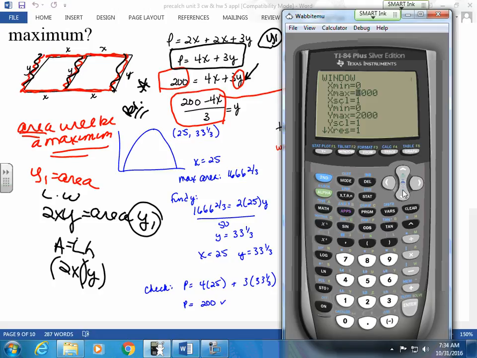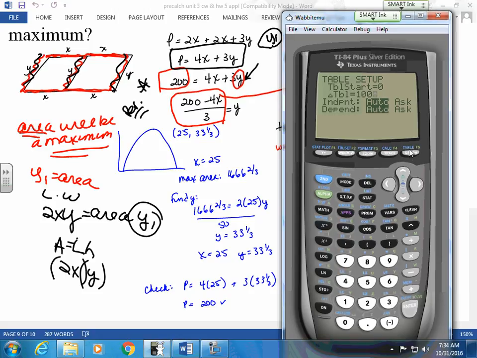Say my x max, I don't know what my x max is yet. So say I did this, but say I went to my table set and I said, start at the 0. I have no idea where this is going. And increment me by 100. Look what my table tells me, if I can get there.